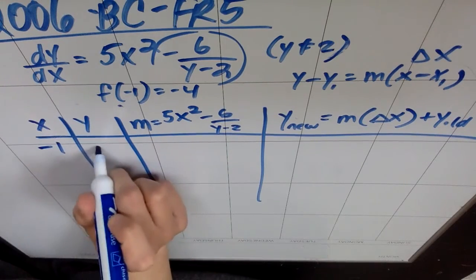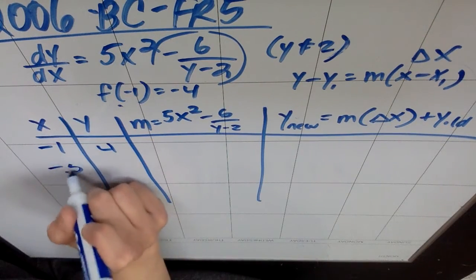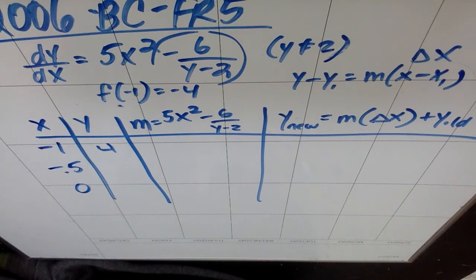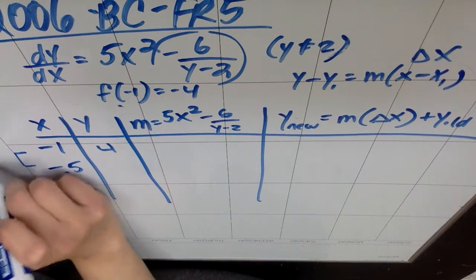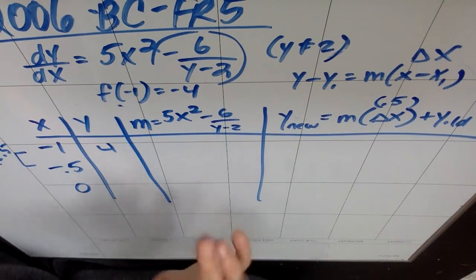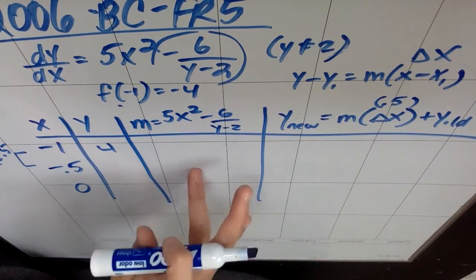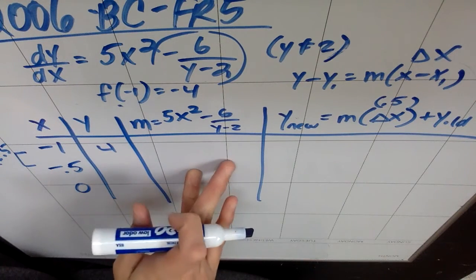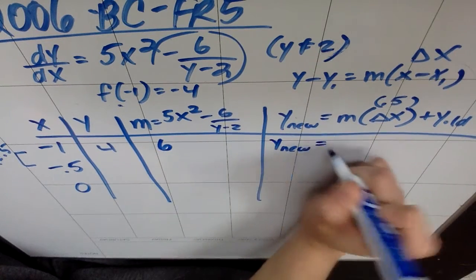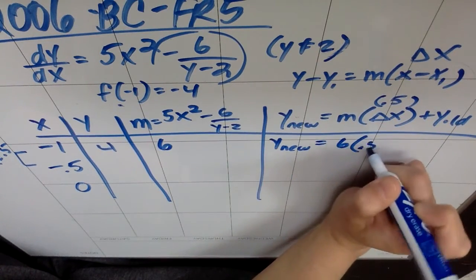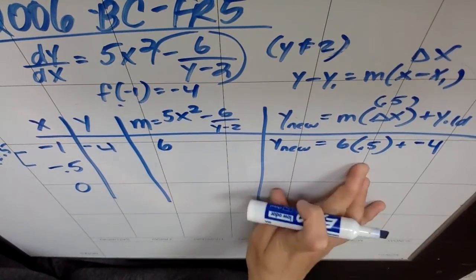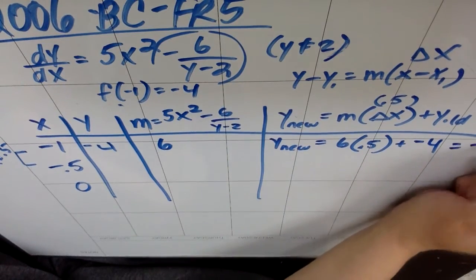So I know the point -1, 4. I'm asked to get to 0 in 2 equal steps, which means this is going to be -0.5 and this is going to be 0, right? It means that my step size is a positive 0.5, so my delta x is a positive 0.5. I know the slope. I know dy dx at -1 because I already found it, which is great. We found dy dx at -1 and it was a -6, right? So I'm going to get that my y new is -6 times this 0.5 plus a 4, right? So that's a -3 plus a 4, which means I get a 1. So that's my new y.